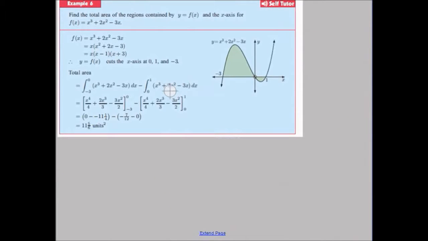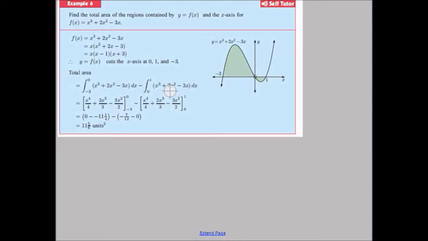Let's look at another example. Find the total area of the regions contained by y equals f of x and the x-axis for f of x is x cubed plus 2x squared, subtract 3x. All right, so we need to know what this guy looks like. It's a cubic function. We can factor it because there's x in all three terms.